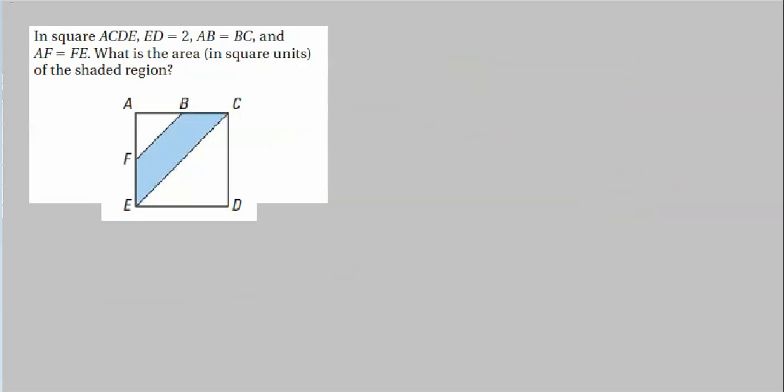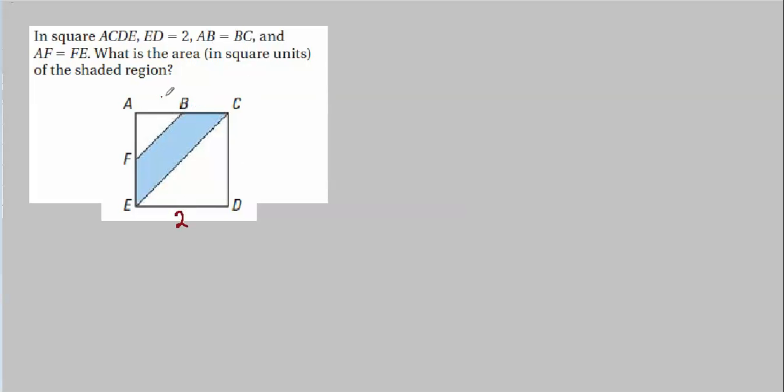Well, this is certainly a small problem. Let's see if it's also an easy problem. What have they told us so far? ED is 2. Okay, that's this one down here. AB equals BC. That means that this is a bisector. Not a perpendicular bisector, but it bisects this segment.